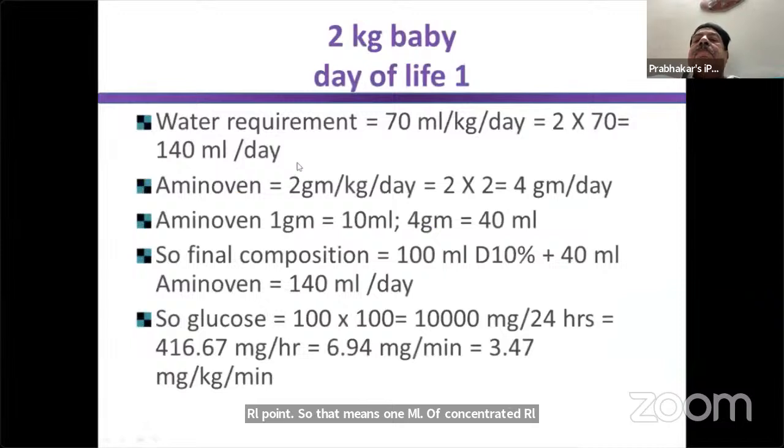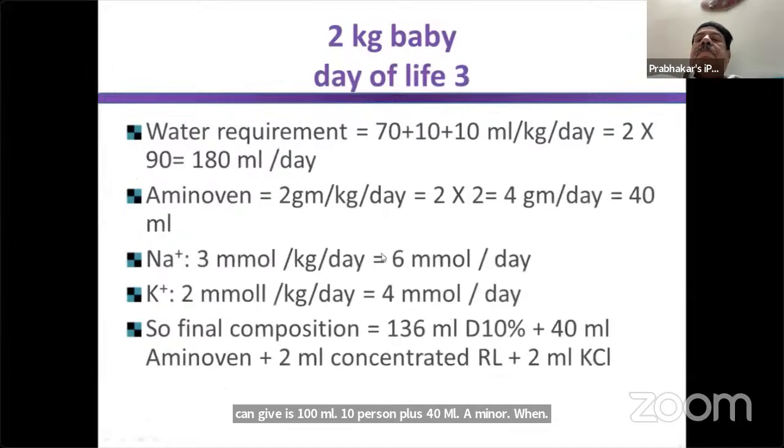Now let's learn with an example. In a 2 kg baby, day of life 1, the water requirement is 70 ml per kg per day. That means 140 ml in this baby. Aminoven 2 gram per kg per day. So that comes to 4 grams, and that is there in 40 ml. So the final composition we can give is 100 ml D10% plus 40 ml Aminoven. Now this will contain glucose of 3.47 mg per kg per minute.